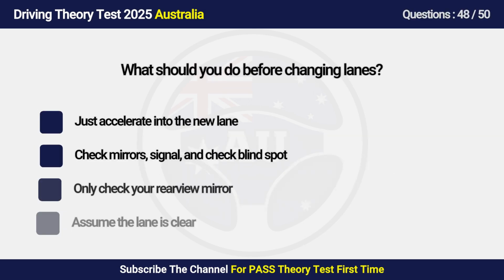Question 48. What should you do before changing lanes? A. Just accelerate into the new lane. B. Check mirrors, signal and check blind spot. C. Only check your mirror. D. Assume the lane is clear.